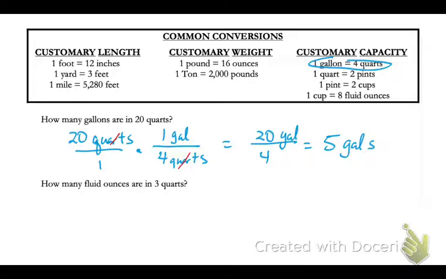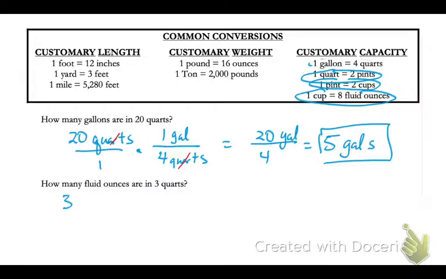How many fluid ounces are there in 3 quarts? Look at your table, and we're going to try to find a conversion factor for fluid ounces and quarts. If you look at the table, notice that the only comparison with ounces is to 1 cup. But just above it, there's a comparison with cups to pints, and then finally with pints to quarts. So we're going to actually use 3 conversion factors in this problem.